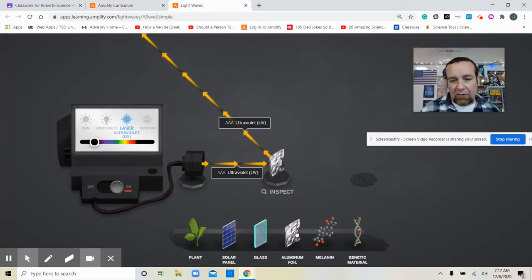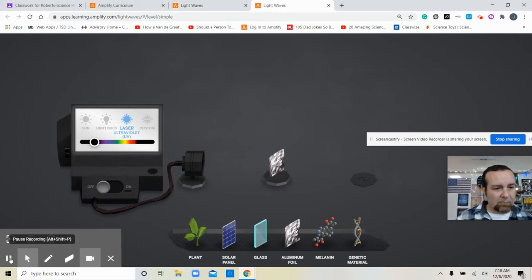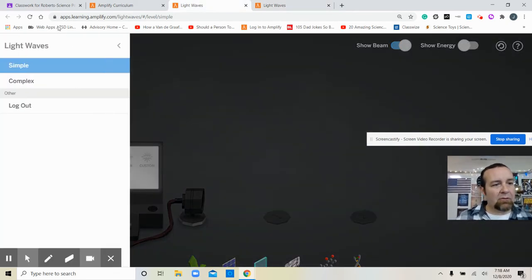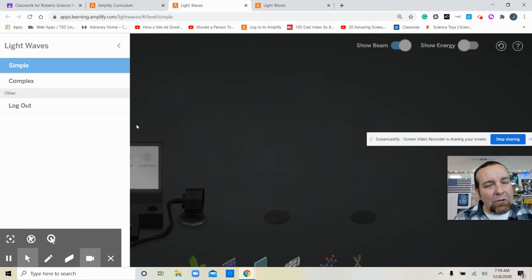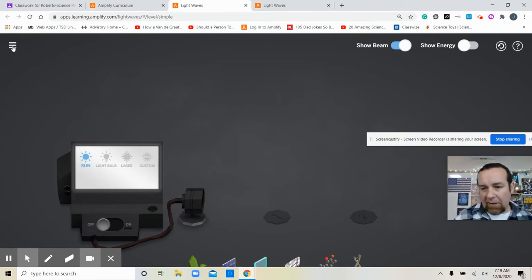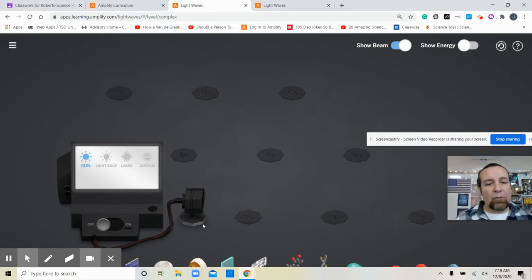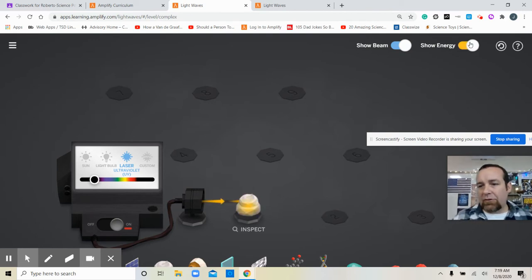So, sunscreen. Why can't I find the sunscreen? Hey, friends, I had to open up another window, as you can see here, because I couldn't get to my hamburger in my upper left corner. I got to turn this to complex, load complex mode. Yes. That way I can get to my sunscreen. Okay, there's my big pile of sunscreen. I got to reset my laser. And I like to show the energy too when I do that.